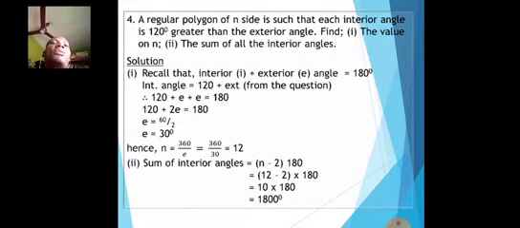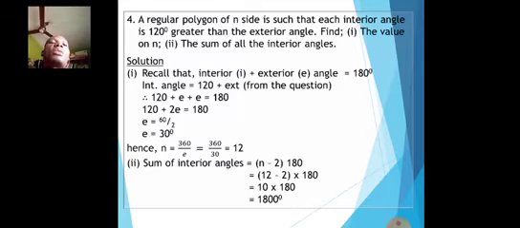A regular polygon of n sides is such that each interior angle is greater than the exterior angle by 120. So we should find the value of n and sum of the interior angles. Put the exterior and the interior together, you get 180. Since the interior is 120 greater than the exterior, look at the equation there, 120 plus e plus e equals 180. Simplify, you get 30 degrees. To get number of sides, divide the 360 by the exterior, we have 12.